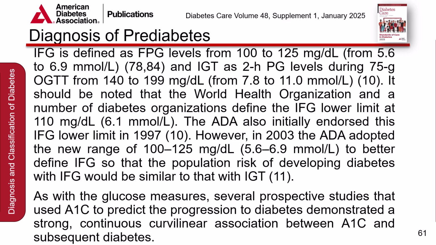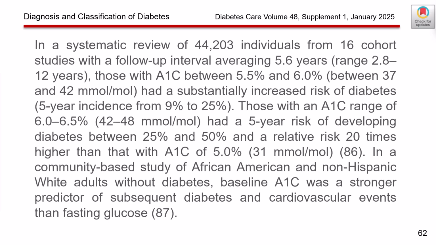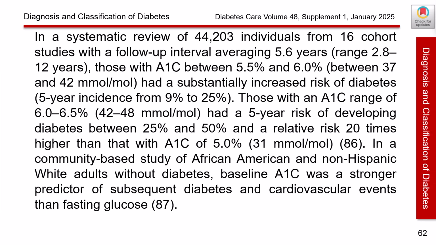As with the glucose measures, several prospective studies that used glycated hemoglobin to predict the progression to diabetes demonstrated a strong, continuous curvilinear association between glycated hemoglobin and subsequent diabetes. In a systematic review of 44,203 individuals from 16 cohort studies with a follow-up interval averaging 5.6 years, range 2.8 to 12 years, those with glycated hemoglobin between 5.5% and 6%, between 37 and 42 millimoles per mole, had a substantially increased risk of diabetes, 5-year incidence from 9% to 25%.